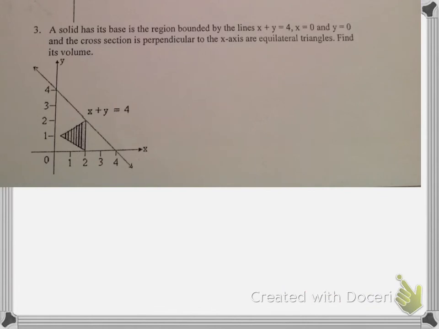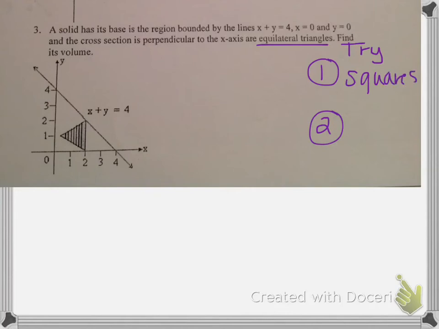Okay, this problem is kind of a different problem. It's asking about equilateral triangles, and equilateral triangles are a little bit harder to think about. What I want you to do for your try problems, you're going to have 2 of them. Before I do the triangles, I want you to do this problem using squares, and I want you to do this problem using semicircles.